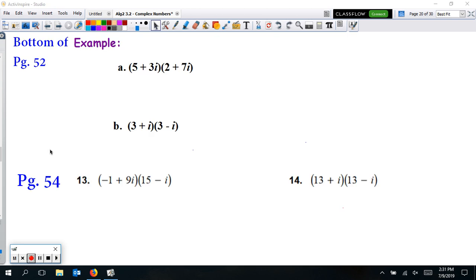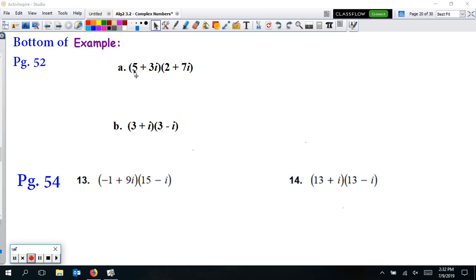Okay, so the next two problems, 13 and 14, on the extra practice are now multiplying two complex numbers together. I wanted to do a couple examples. First, at the bottom of page 52, there should be some more space for you to write this. So just write A and B over there, and let's do these here, and then I'll have you try 13 and 14 on your own.